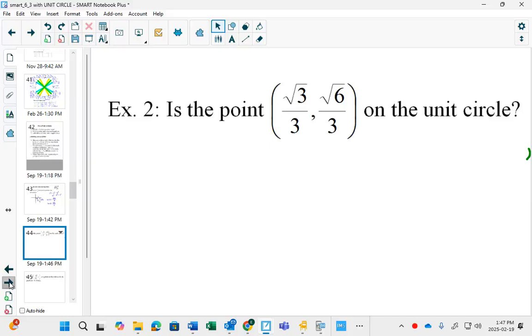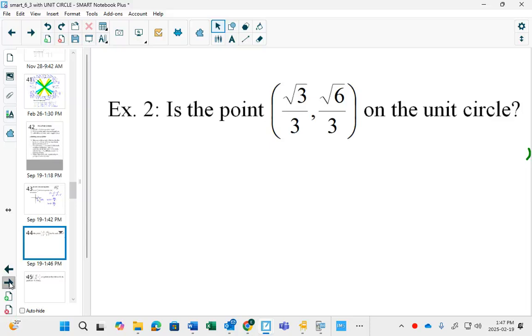Okay. Now, is this point on the unit circle? The gut feeling that most students have is no. Because you just made a unit circle and you have a bunch of points and this one doesn't show up. But we didn't label every single point on the circle, did we? There's an infinite amount of points on this circle, which means that this could be one of them.